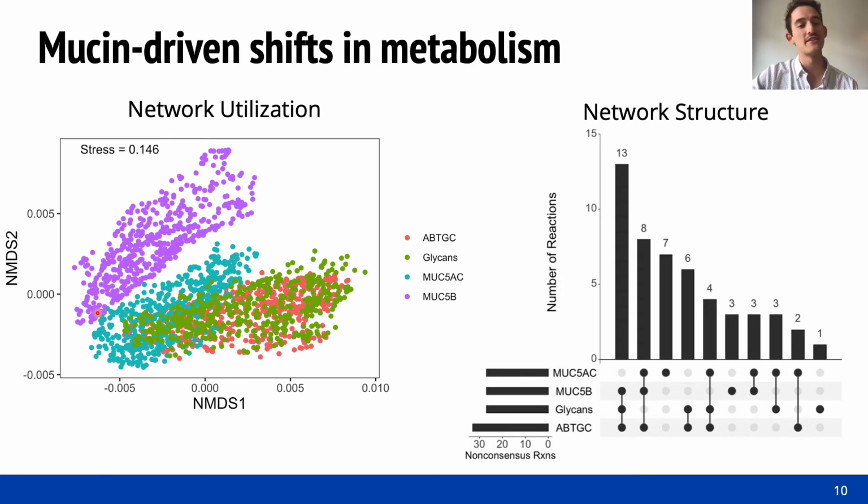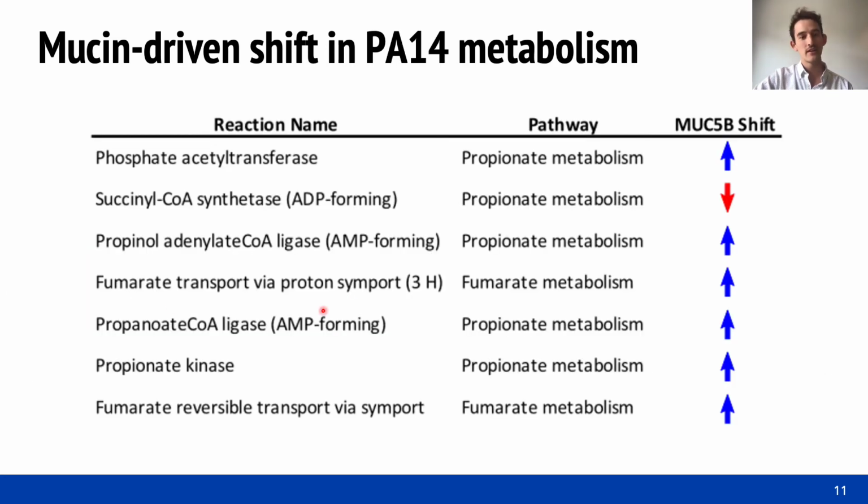So the next thing we sought to do was compare the MUC5B case to this baseline case and see actually why the metabolism is shifted, what pathways are being utilized more differently. And we did so by running random forest, and we're feeding in kind of all the flux values for reactions that were shared between these two models, and then looking at which ones best discriminated between the two, so the MUC5B and the baseline case.